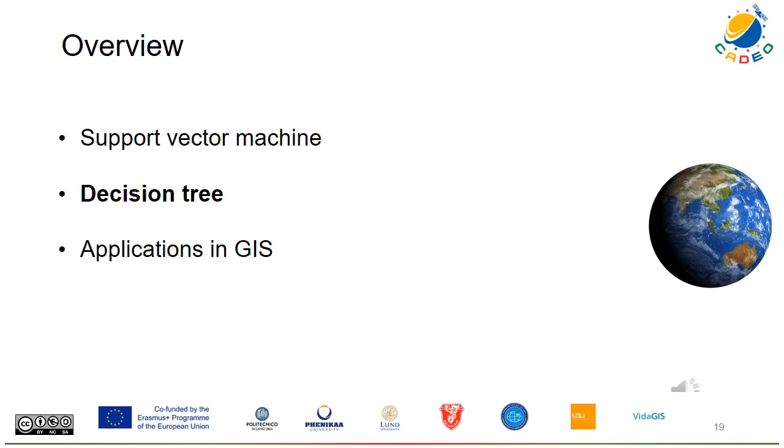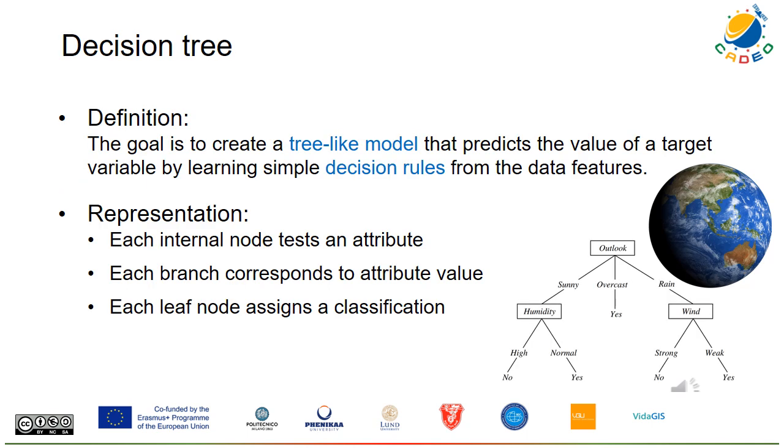Next, we will move to another classification method called decision tree. First, let's look at the definition of decision tree. Decision tree aims to create a tree-like model that predicts the value of a target variable by learning simple decision rules from the data features. The figure on the right side shows a simple decision tree. Here we can see each internal node tests an attribute. Each branch represents an attribute value, and each leaf node assigns a classification.